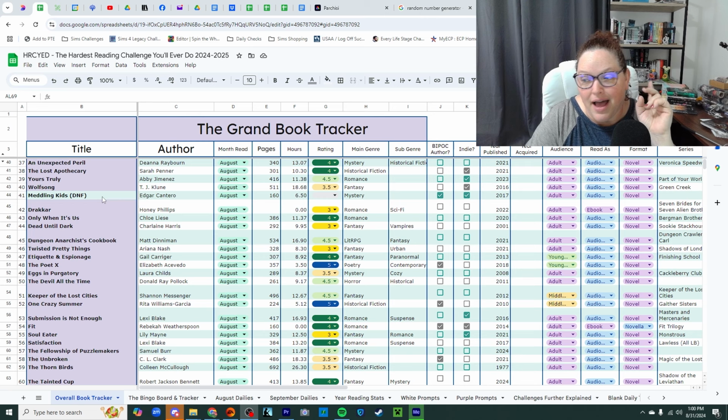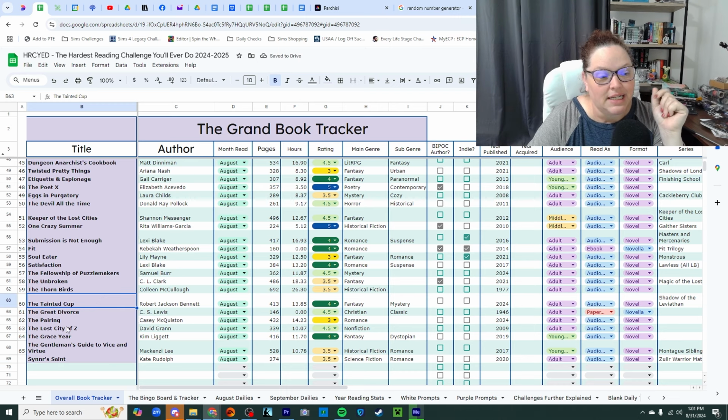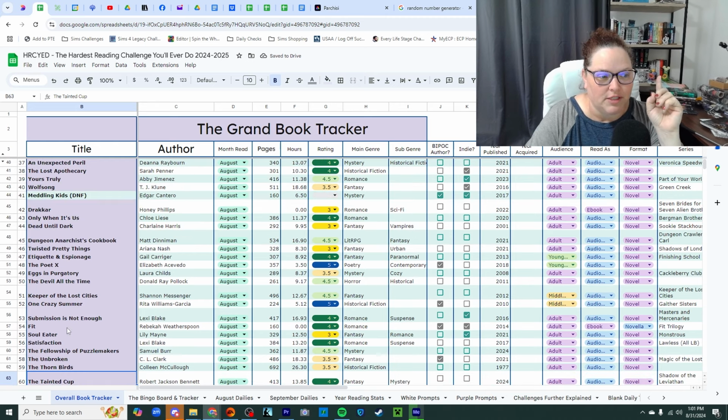As you can see, I had a DNF. I DNF'd Meddling Kids. I feel like we talked about that before, if you were around for that. And the only thing that's left is the newest book that I just finished, Sinner's Saint by Kate Rudolph. And now it has been updated, and the reason that all of them are this purple color, except for the DNF, is because every one of them was able to be used in my Herkid.